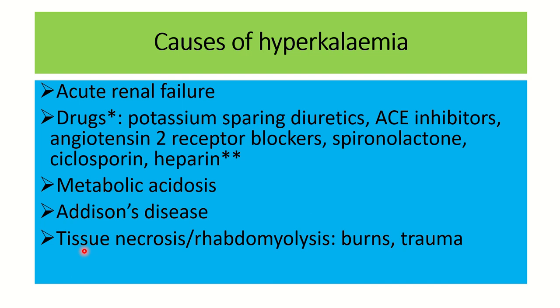In all these conditions, tissue necrosis means the destruction of the cell. Rhabdomyolysis means the destruction of the muscle cell. Burns also destroy the cell. Trauma may also cause cell destruction. So all types of cell destruction cause increased potassium level.